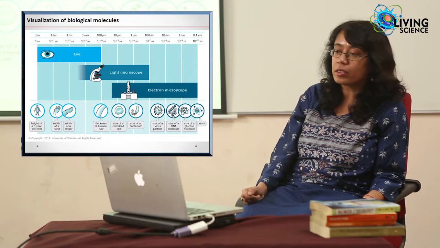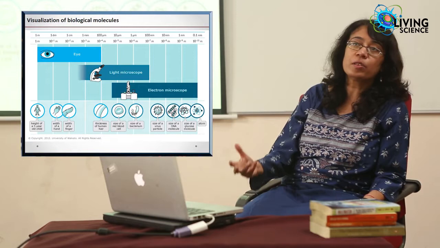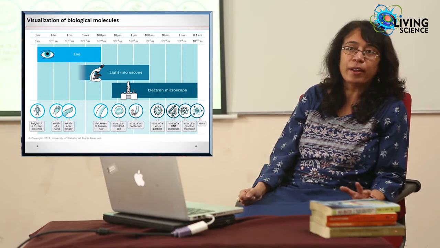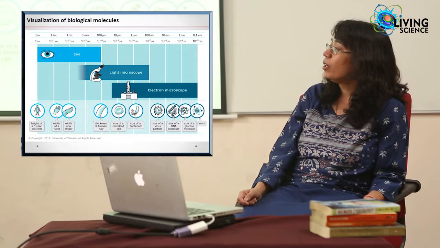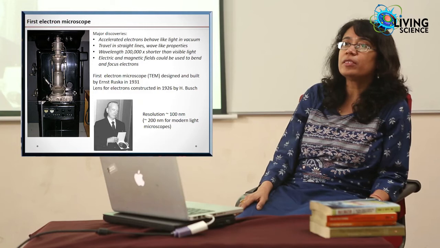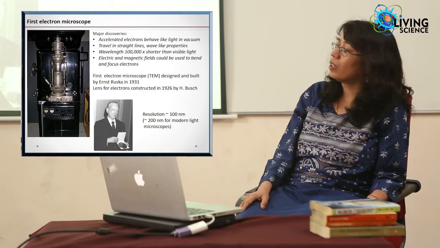And since these are very small molecules, we are talking about material in the small nanomolar range or even smaller than that. For visualizing them, we require some illumination source with a wavelength at least a million times lower than that of visible light. So for this purpose, the first electron microscope was developed, and it was designed by Ernst Ruska in 1931.